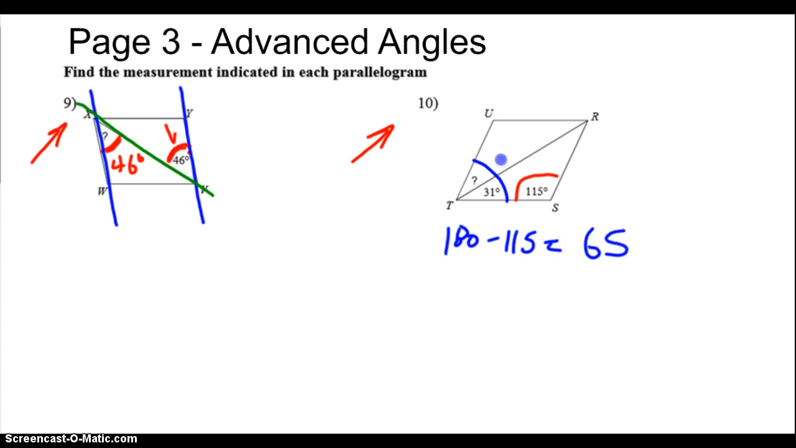So this whole angle here is 65 degrees, but I don't want that whole angle. I want this smaller angle right there. Well, if I know the whole thing is 65 degrees, and this smaller part right here is 31 degrees, I can do 65 minus 31 degrees to get 34 degrees. And so that question mark is 34 degrees. That's one way of doing it. Let's look at another way of doing it.